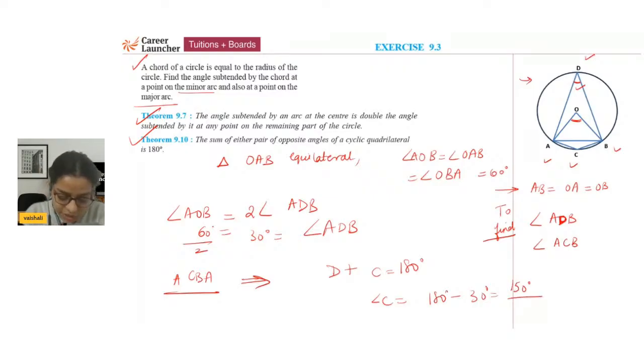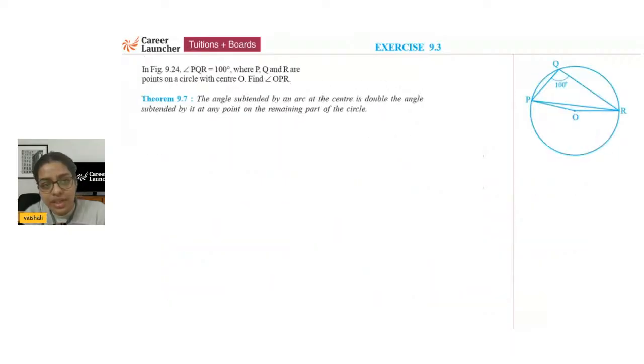Right? So I hope there is no confusion in this question and it is clear what the two angles are that we need to calculate. Now the next question is, in figure 9.24, you are having that angle PQR is 100 degrees and we need to find the angle OPR.